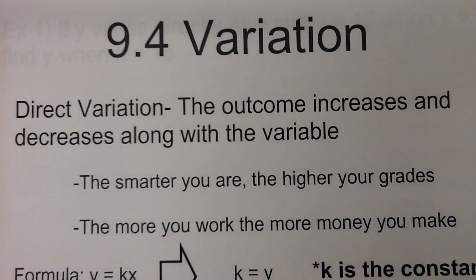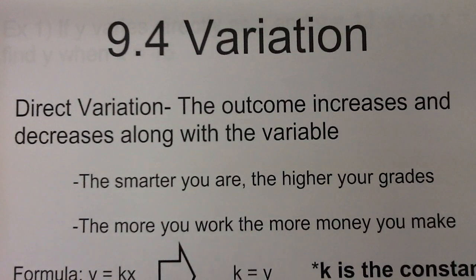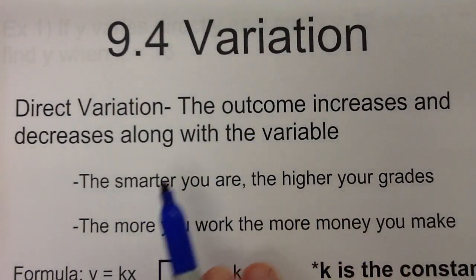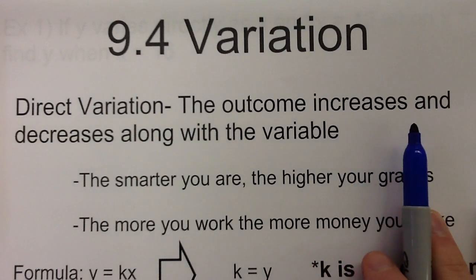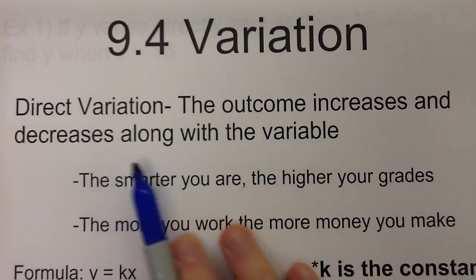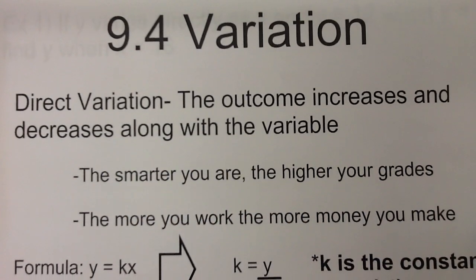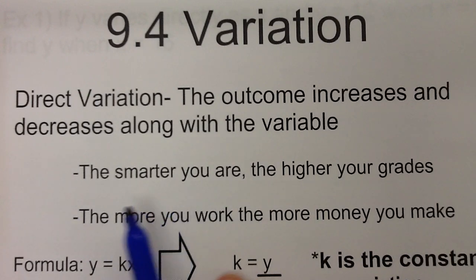9.4, variation. There are three types we're going to talk about here. There's direct, inverse, and joint. And first we'll talk about direct. Direct is, just to give you the outline of it, the outcome increases or decreases along with the variable. All right, so a couple of examples of that.